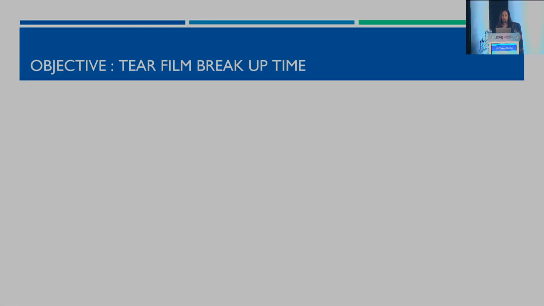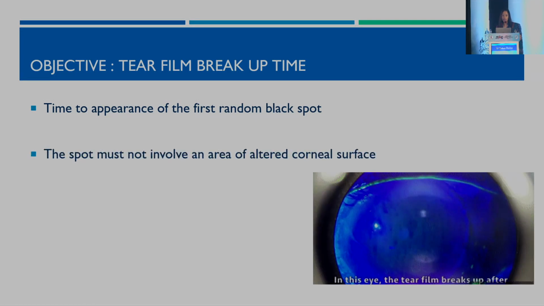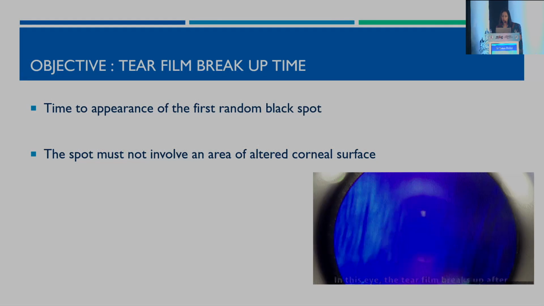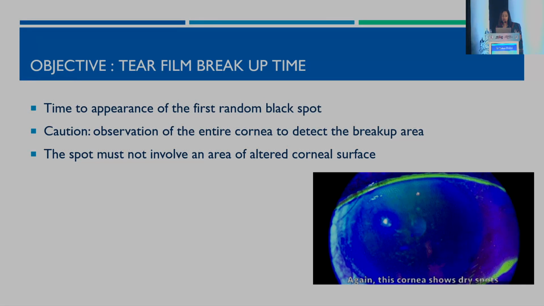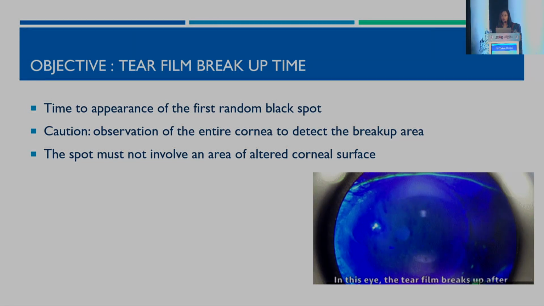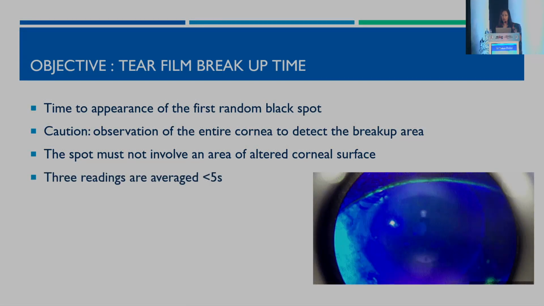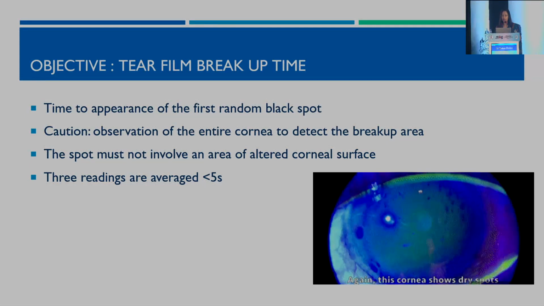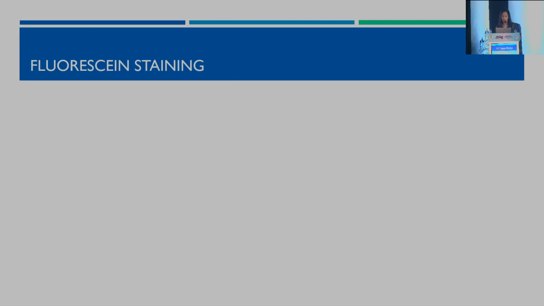When we talk about objective tests, the most important is tear film breakup time, very easily available to us during slit lamp examination. It is the time of appearance of the first random black spot on the surface of the cornea. The area examined must not involve an altered area of cornea, and we should look from limbus to limbus. We need to take at least 3 readings and average them. If it is less than 5 seconds, it is definitely abnormal. There can be a variety of patterns seen on TBUT.